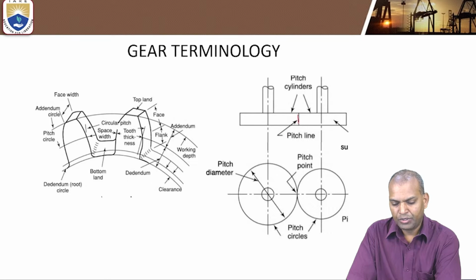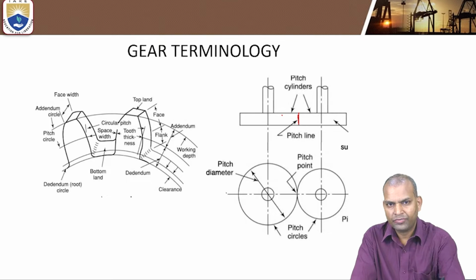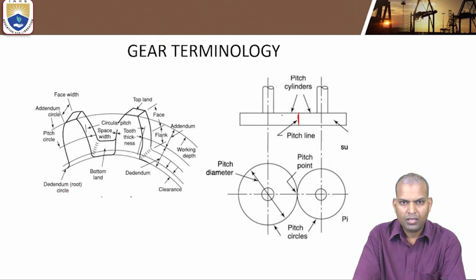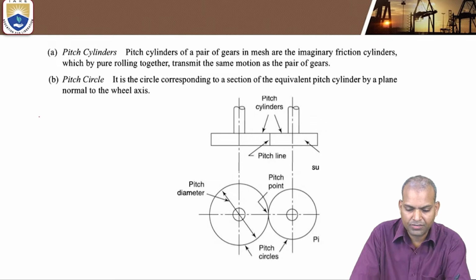Here the line is called a pitch line, and these are the cylinders. These cylinders are known as pitch cylinders. The diameter of the pitch circle is known as pitch diameter. Along with this terminology related to the gear, there is another terminology related to the analysis and design of gears, such as path of contact, arc of contact, contact ratio, path of approach, and path of recess. Now, what are pitch cylinders?